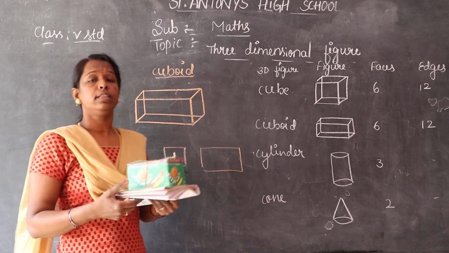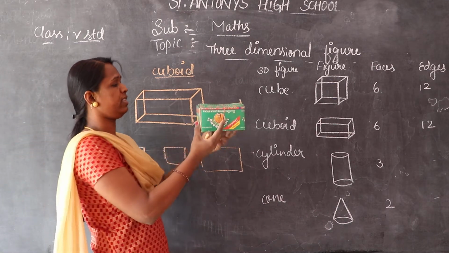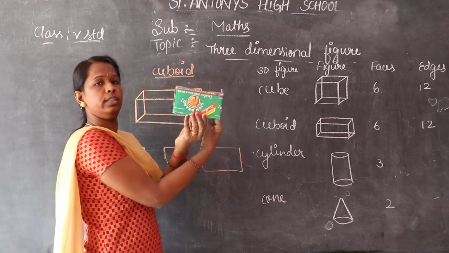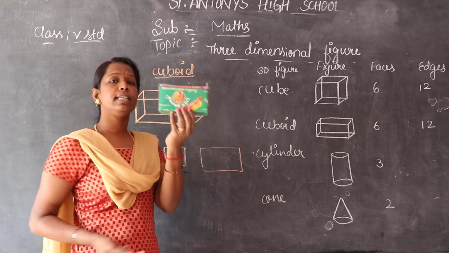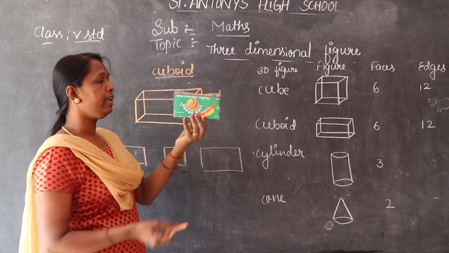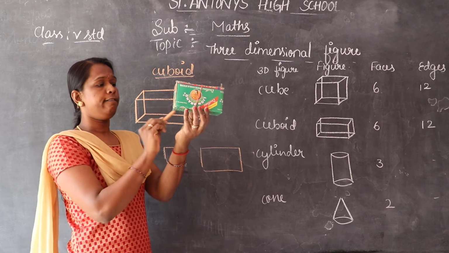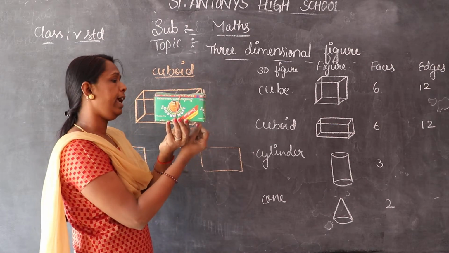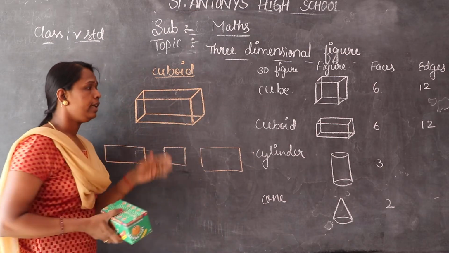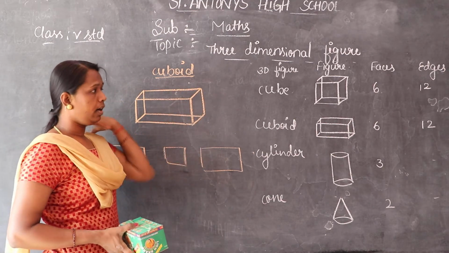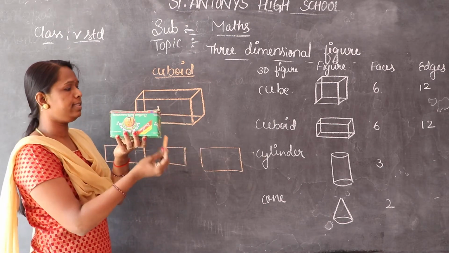Children, here the cuboid has how many faces? 6 faces. 1, 2, 3, 4, 5, 6. 6 faces in a cuboid. And then edges: 1, 2, 3, 4, 5, 6, 7, 8, 9, 10, 11, 12. So in a cuboid there are 8 vertices. 1, 2, 3, 4, 5, 6, 7, 8.